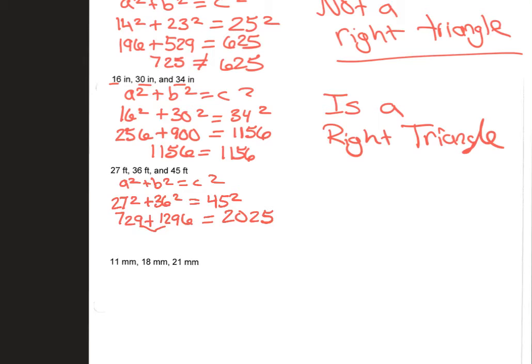729 plus 1,296. Make sure you're double checking your work with a calculator. Don't mess up. 2,025 does equal 2,025. So it is a right triangle.